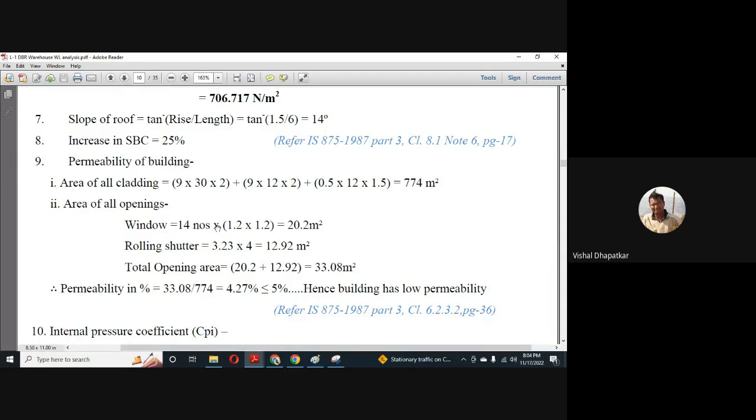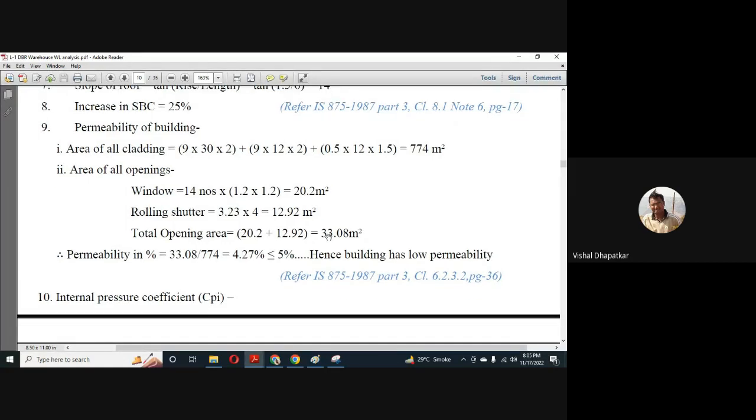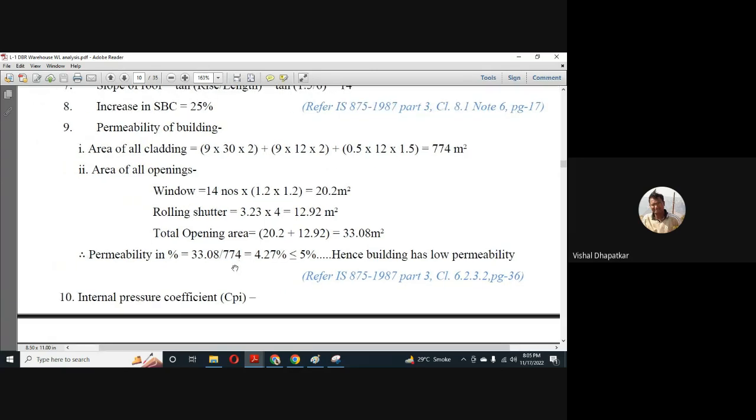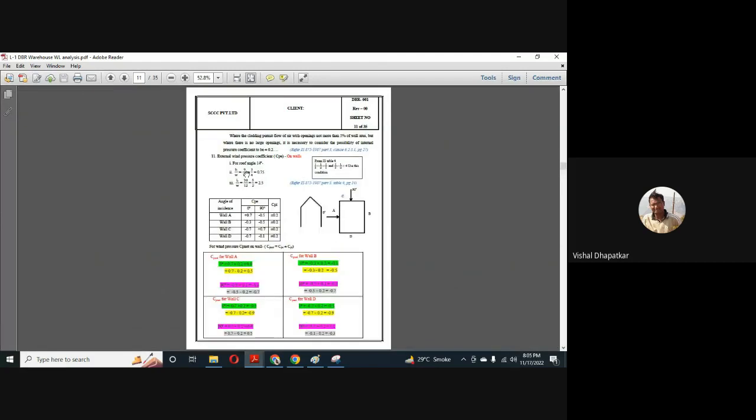So window we consider 14 numbers, total 1.2 by 1.2, so 20.2 meter square is the total opening of the windows. Rolling shutter 12.92. So total area of opening in the shed is 33.08 meter square. So we just need to calculate the permeability. So how much percentage it is? It is coming around 4.27%, which is less than 5%. So we can say that it is a low permeable building. So there will not be much internal pressure development. So based on this, we got the internal pressure.